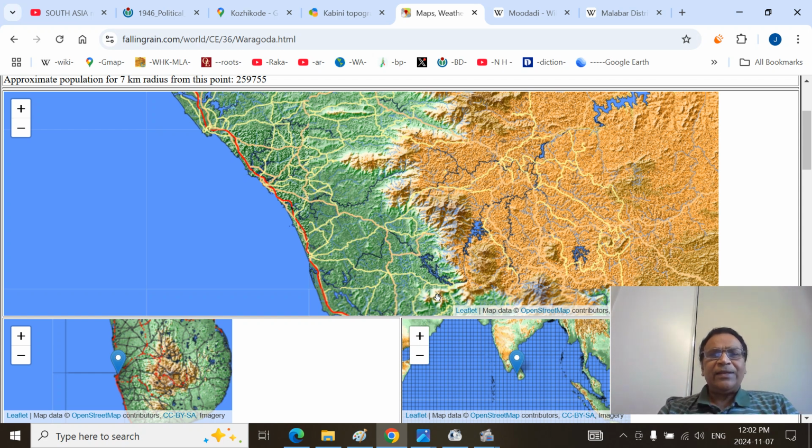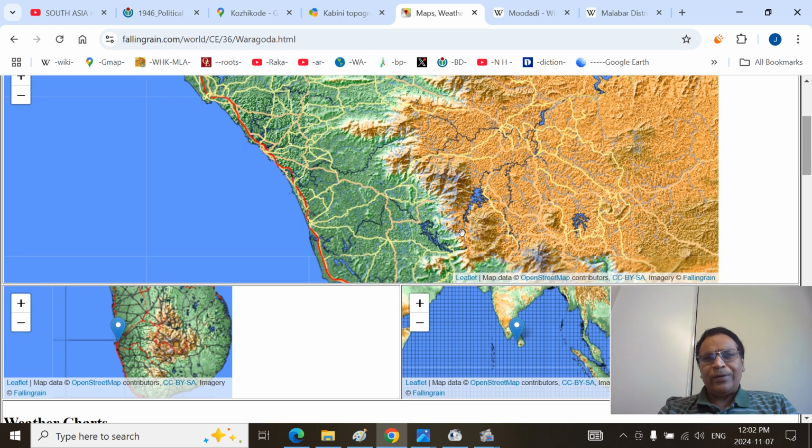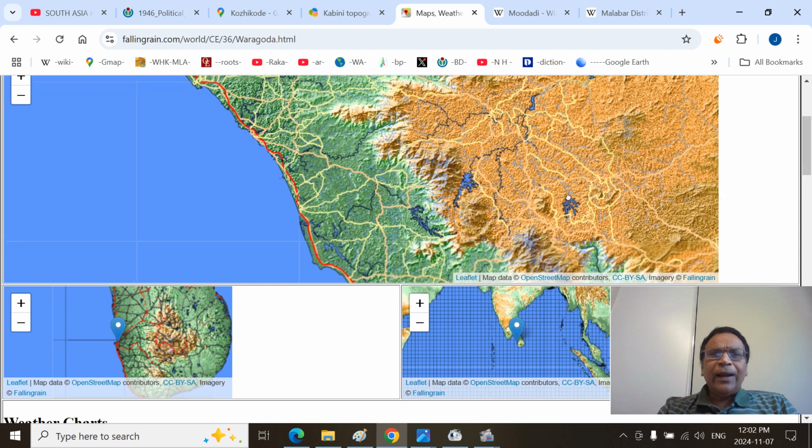When you see this, this is the Banasuram Reservoir. There is here a small water body called Kokayam. This is the Kuttiyadi Dam, also called Peravannamoozy Dam. So that's the one. And this is the Kabbani River.